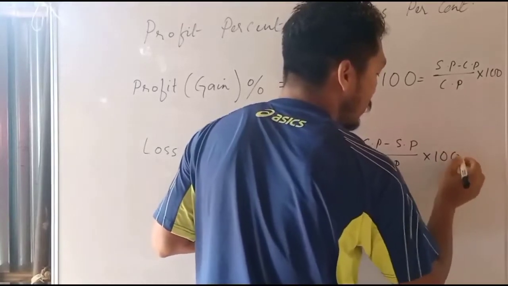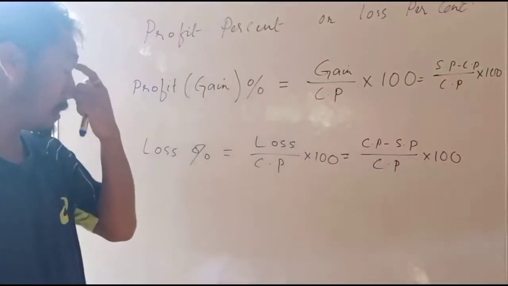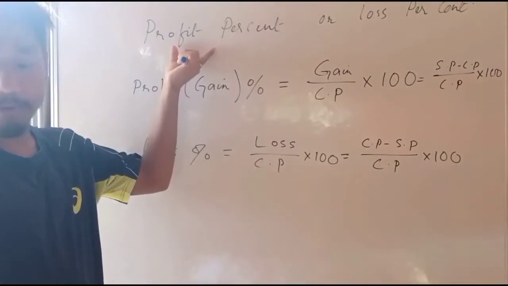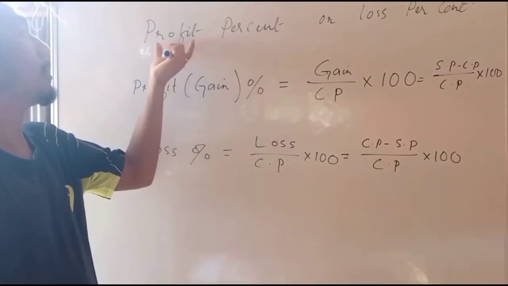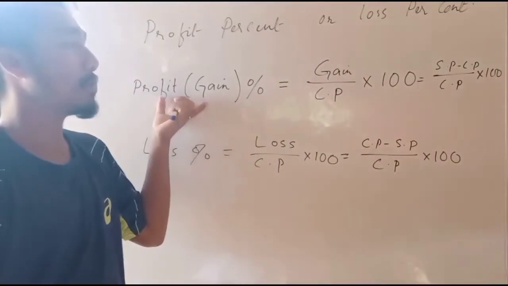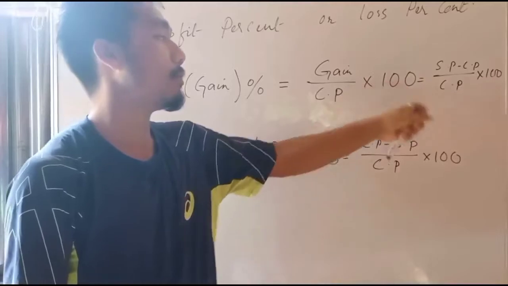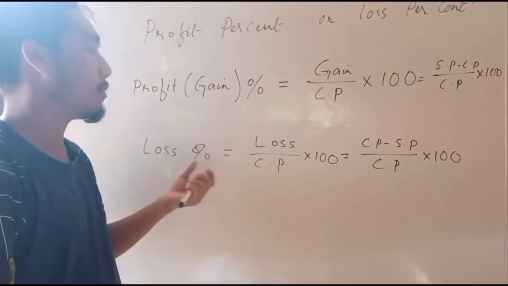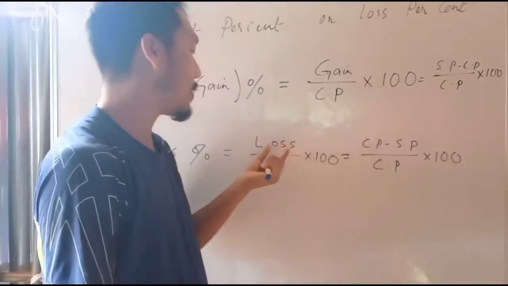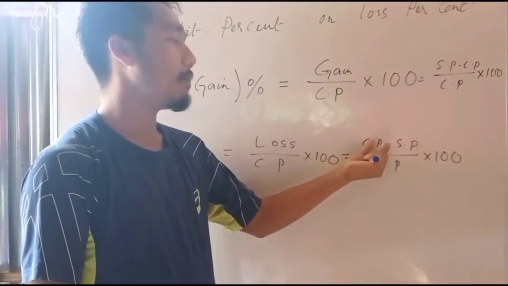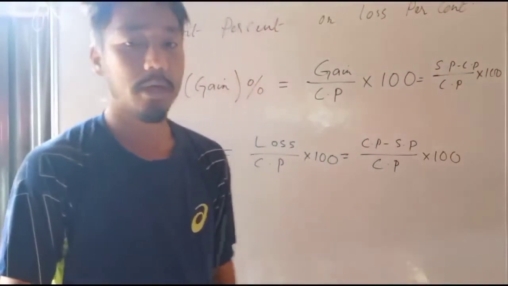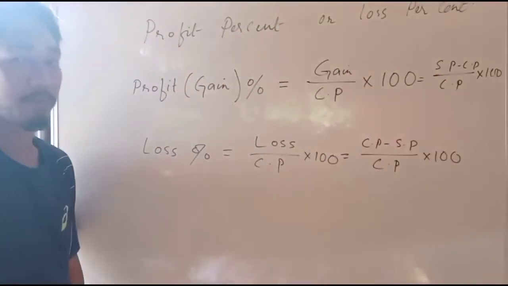Okay, so using these formulas we will be dealing in this exercise, that is 9.4. In this exercise we will be dealing with the profit portions and loss portions. So the formula of profit portion is gain divided by CP into 100, and the loss portion is loss divided by CP into 100. And how can we find the loss? Loss we can find by CP minus SP, and gain how can we find? SP minus CP. Okay, and this is all we will be discussing in this topic.